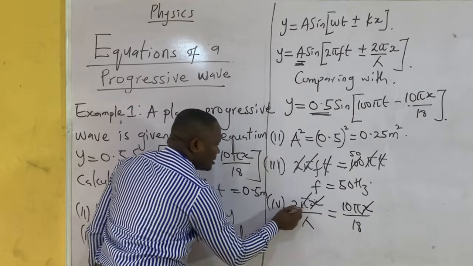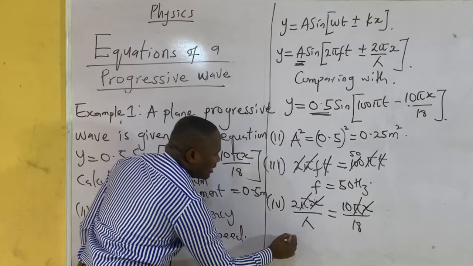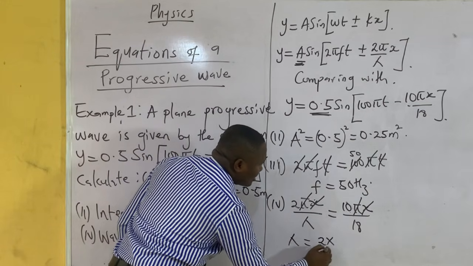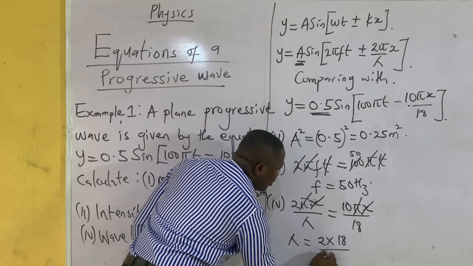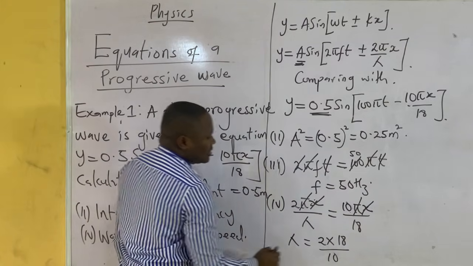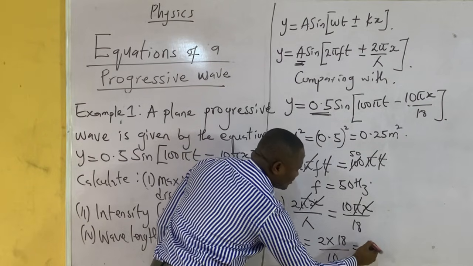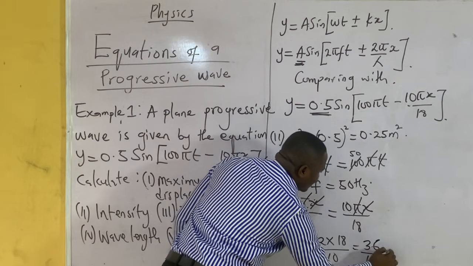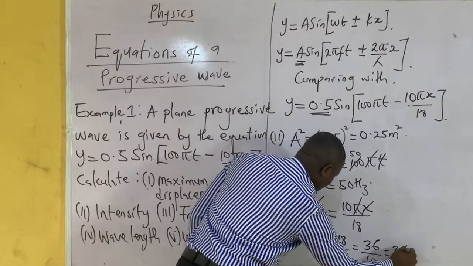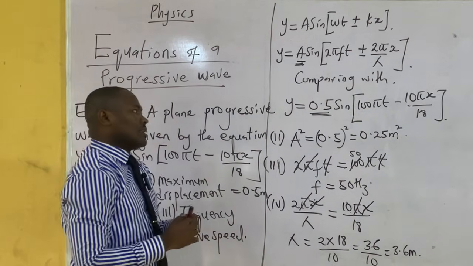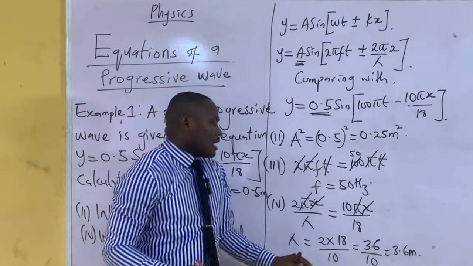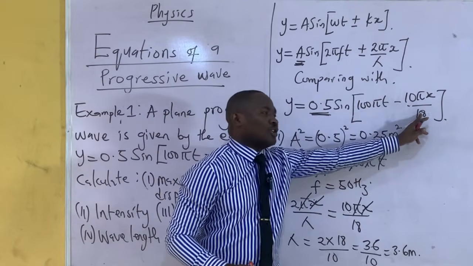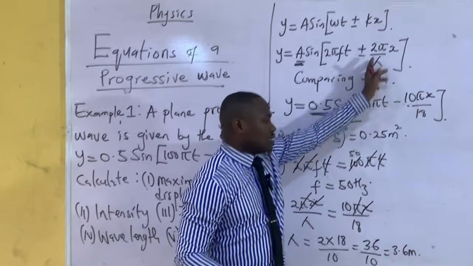X cancels out X, pi takes off pi, and I have lambda is equal to 2 times 18 over 10, which is equal to 36 over 10, which is 3.6 meters. You see, the right answer is 3.6 meters and not 18. You would have just said, since here is lambda, then the answer should be 18. No, you have to equate it to solve.